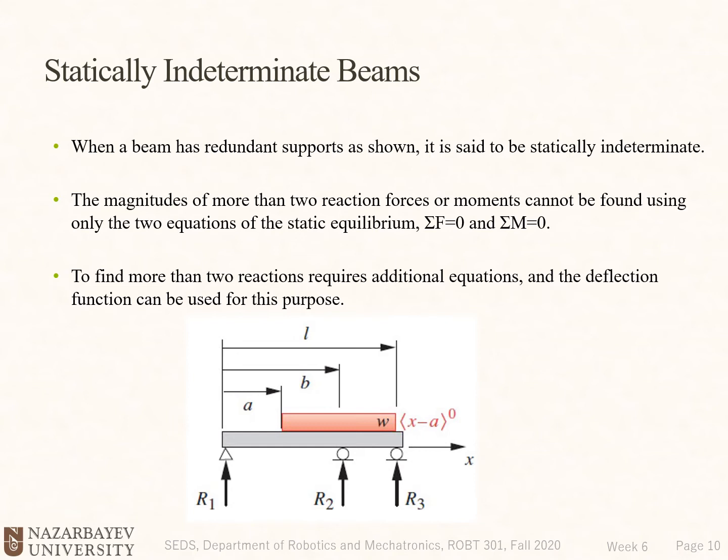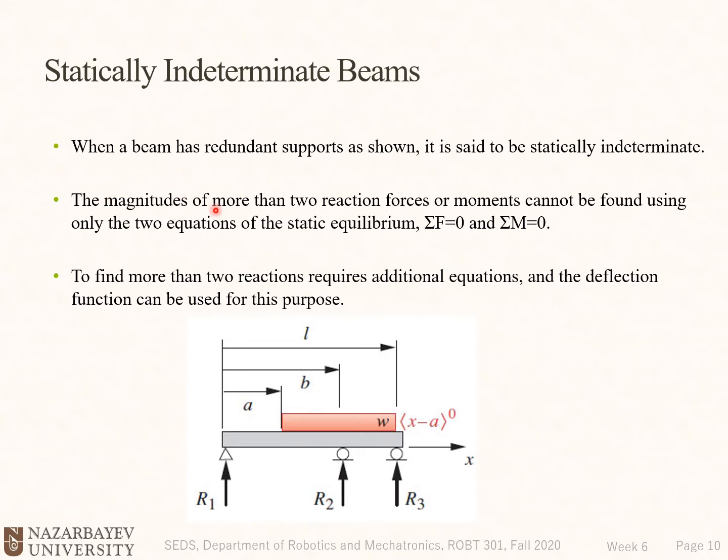Statically indeterminate beams. When a beam has redundant supports as shown, it is said to be statically indeterminate. So here you see that we have one extra support. Why am I saying that this support is extra? Because if you remove the support, the beam still will stay in static condition. Okay, so it doesn't get acceleration, it doesn't move. Yes, so it will stay in static condition. So one of these supports are redundant.